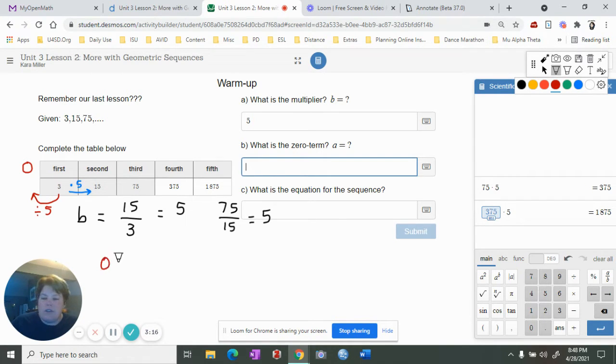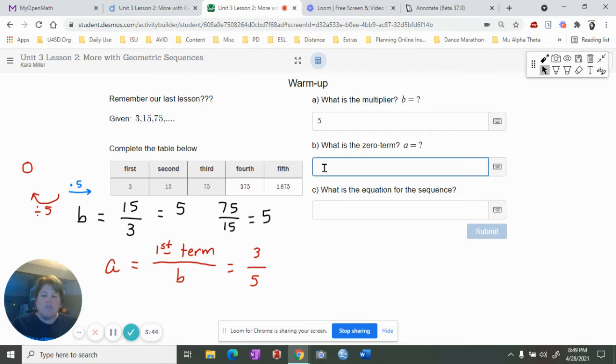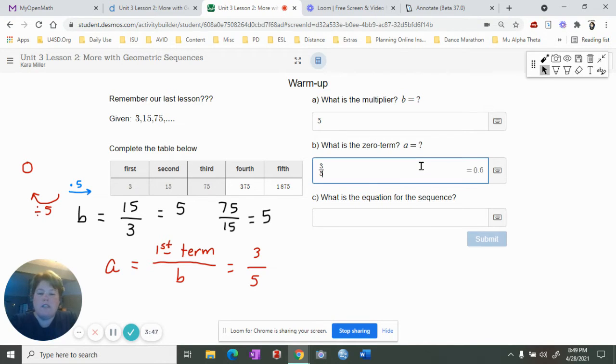So my zero term, or my A value, we find by taking the first term divided by our B value. So for us, that's going to be 3 divided by 5. And I'm just going to write this as 3 over 5. Or you can use a decimal too. It does not matter. 3 divided by 5 is equivalent to 0.6, so if you want to use 0.6, that's totally fine. I'm a fan of fractions, but not everyone is, so I get that. The only time I really encourage you to use the fraction is if you have a repeating decimal.